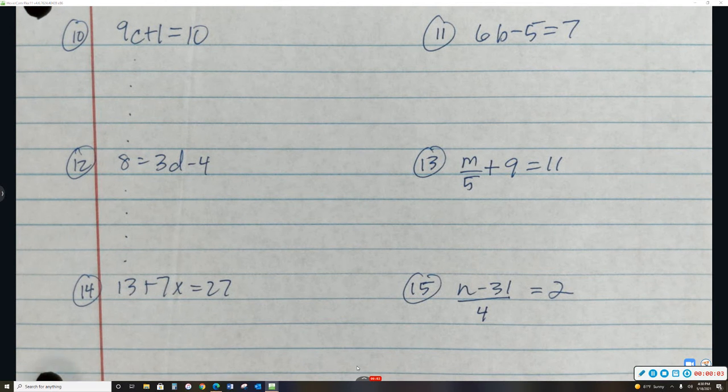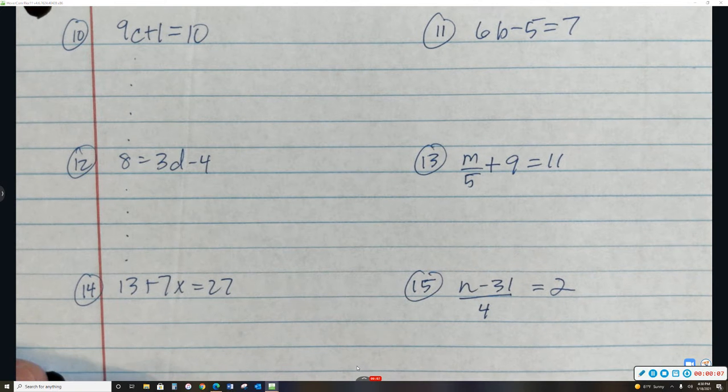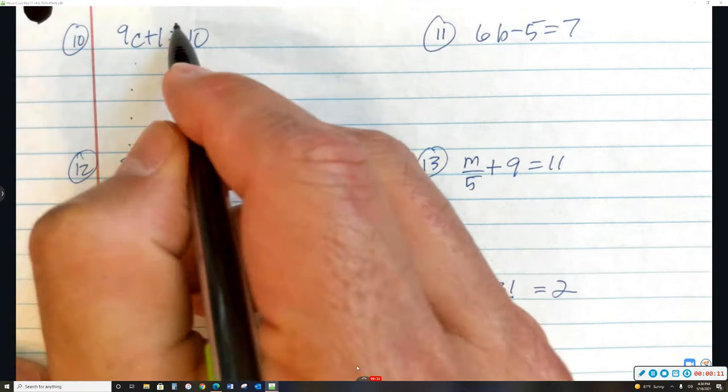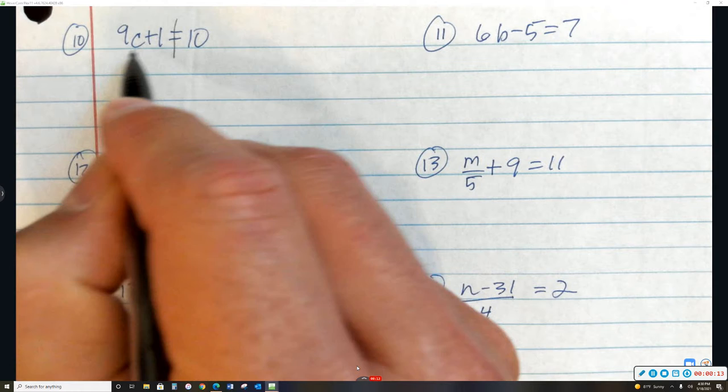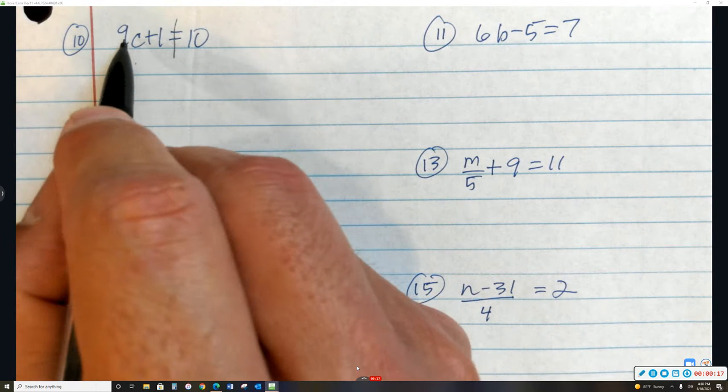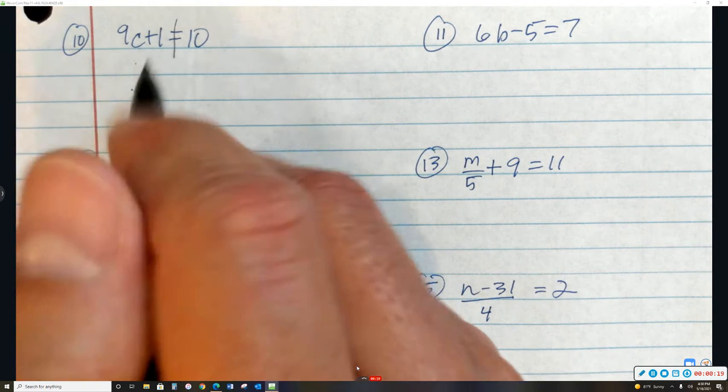Alrighty, y'all. Here's the last 6 of these. Again, I like to draw a line through the equal sign. That way we know where the letter is. It's on the left side, and we have C. We're multiplying C by 9 and adding 1.